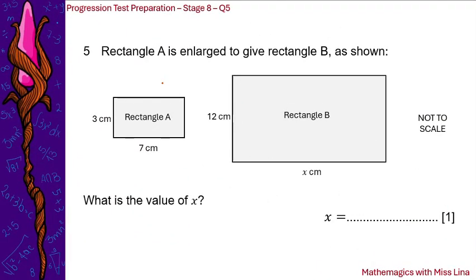Welcome back to mathematics. Today we are going to check question 5 of the progression test style questions of stage 8. This one is about a proportion between rectangles and also finding an unknown variable.